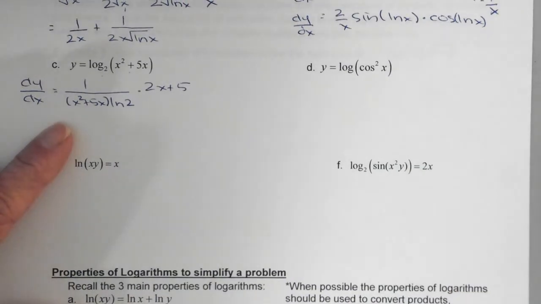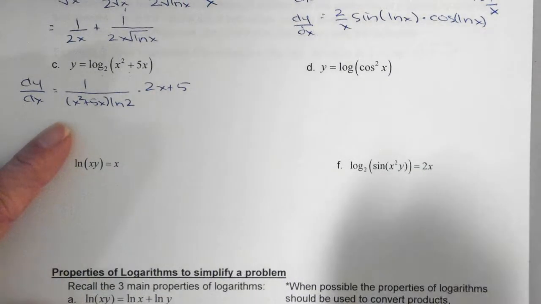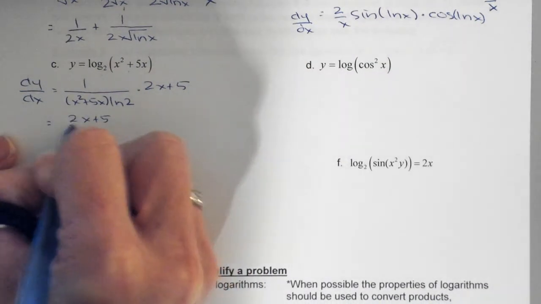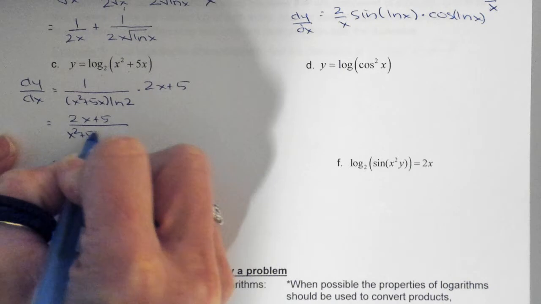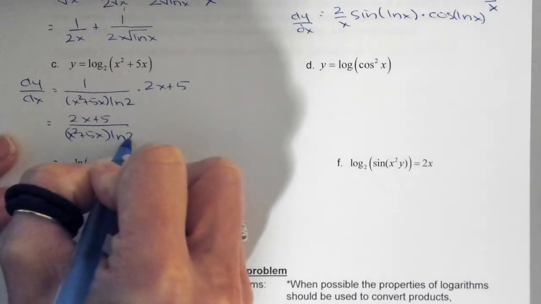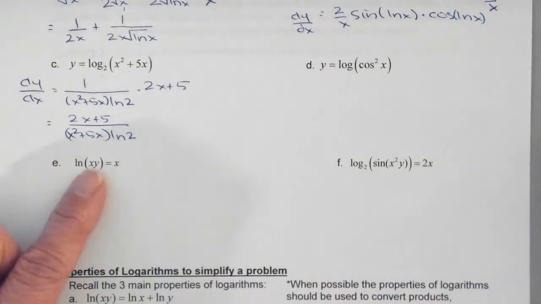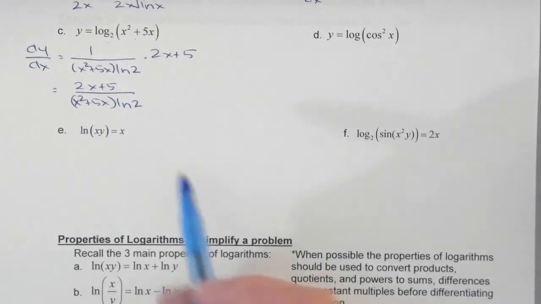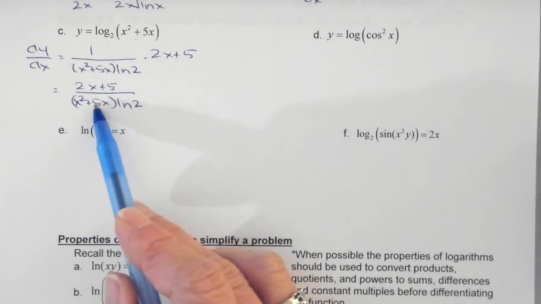Questions? Okay, I could rewrite this as 2x plus 5 over x squared plus 5x times the natural log of 2. I have 2 questions, but before I get there, does anyone have any questions as to how I got this? Okay, question number 1. Can I cancel this 5 with this one? No. Why?